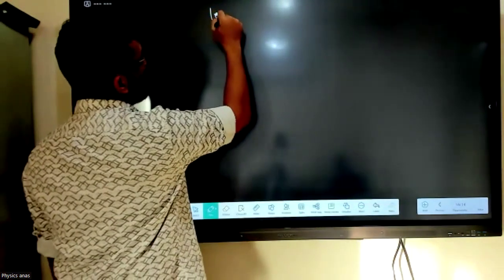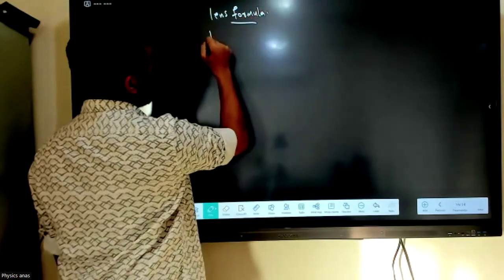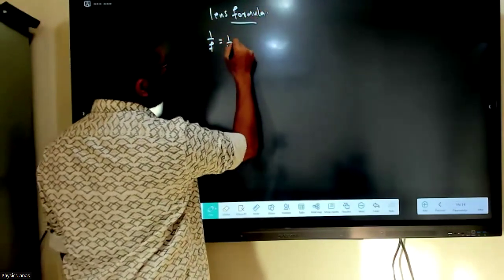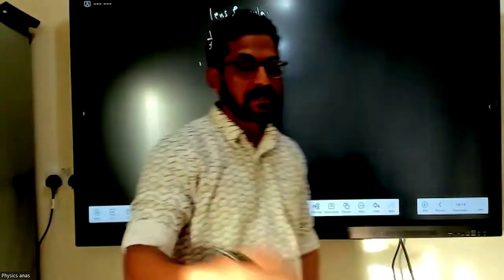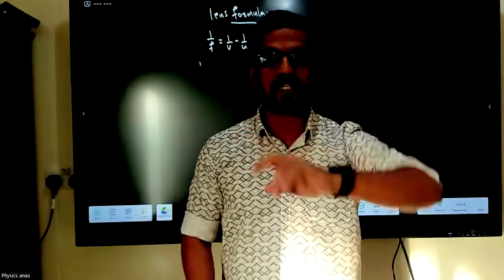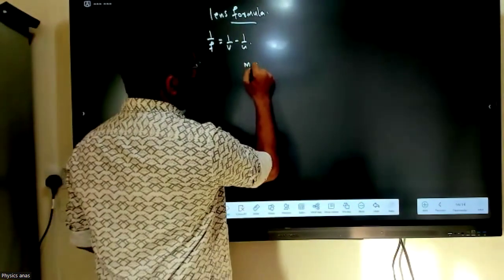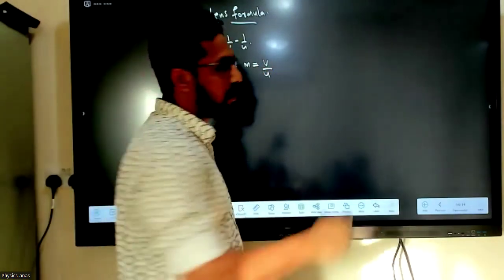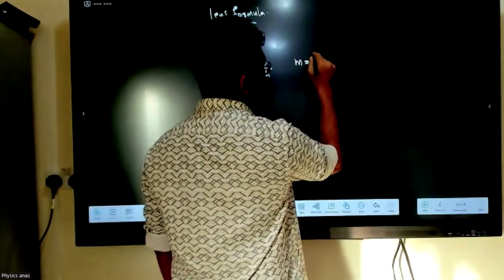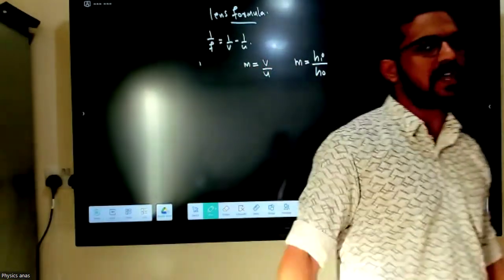What was the lens formula? 1 by f is equal to 1 by v minus 1 by u. What is f? f is focal length, v is image distance, u is object distance. We know that. And after that, there is magnification. What is the equation for magnification? Just v by u. And magnification has another equation also: hi divided by ho.